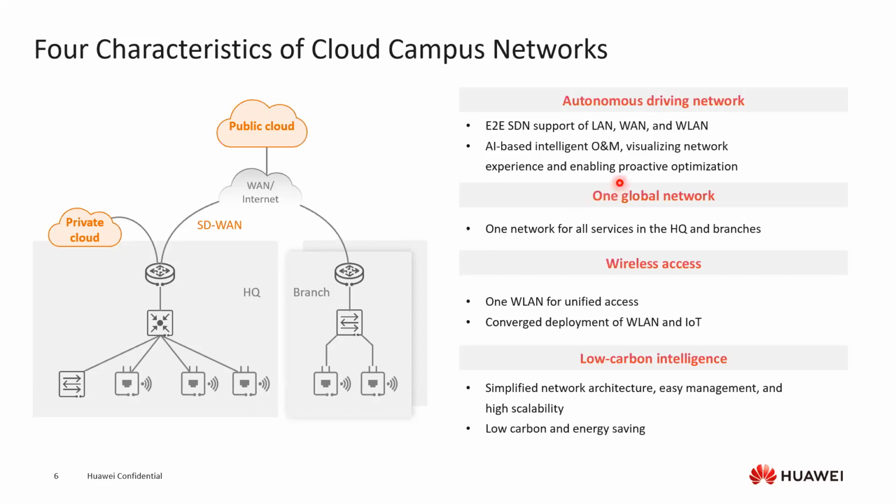So one thing is for sure, that the traditional campus networks don't have any of these. They don't have intelligent O&M. They don't have the feature to visualize network experience and provide proactive optimization over here.